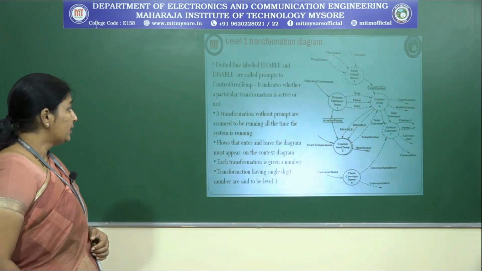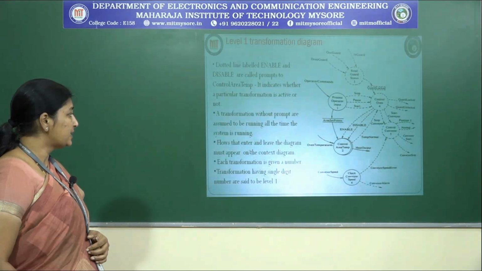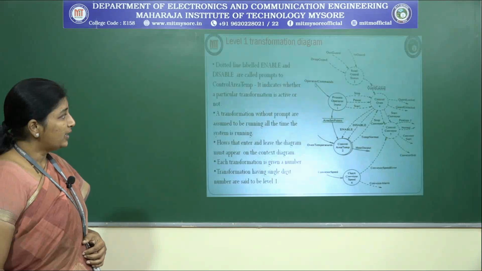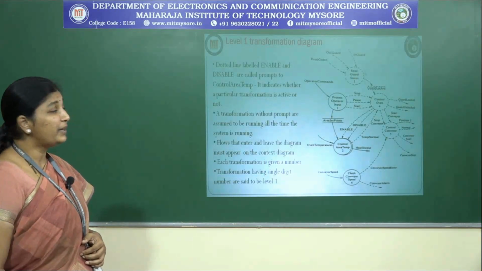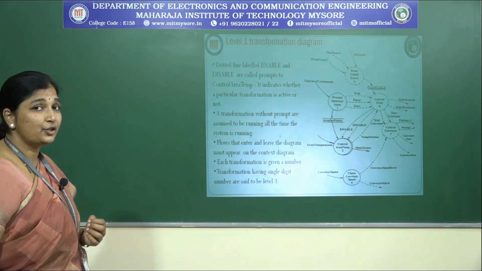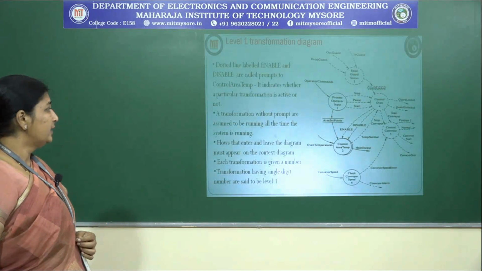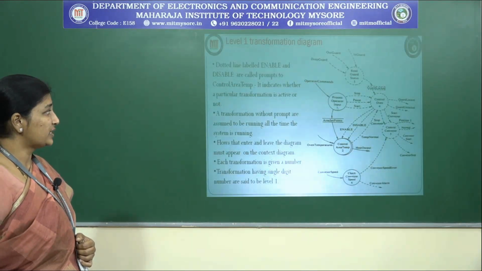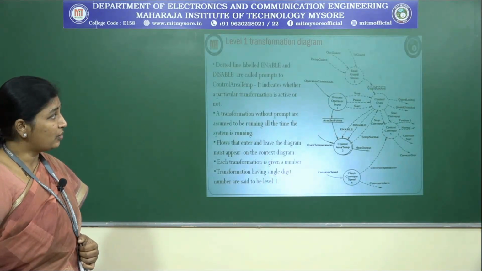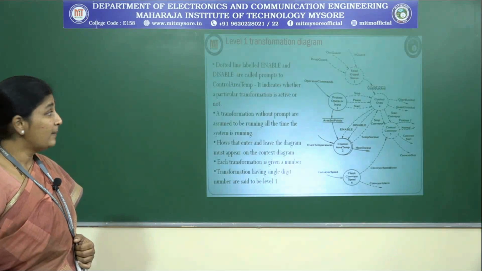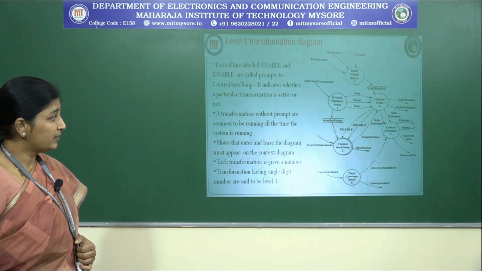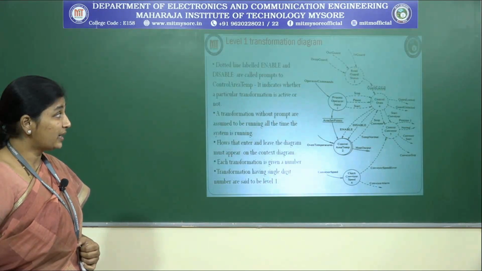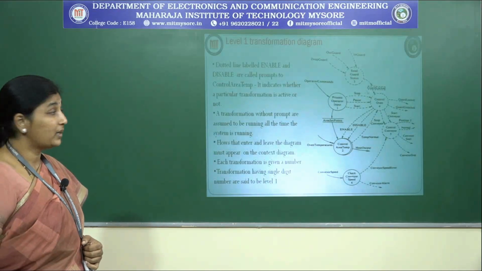The flows that enter and leave the diagram must appear on the context diagram. If you take this as a context diagram, every line that comes in and goes out should be named. There should be a direction of flow of the control, and each transformation is given a number. These are the control lines, but these are the data lines. The solid circles, or bubbles, are the data lines. Where you have a dotted line, they become the control bubbles.